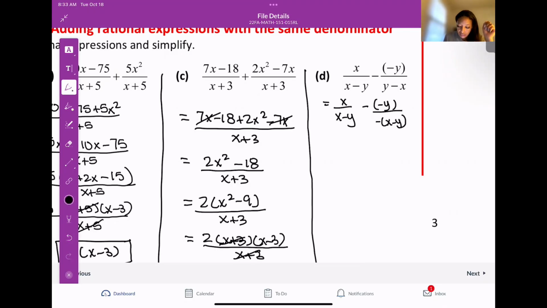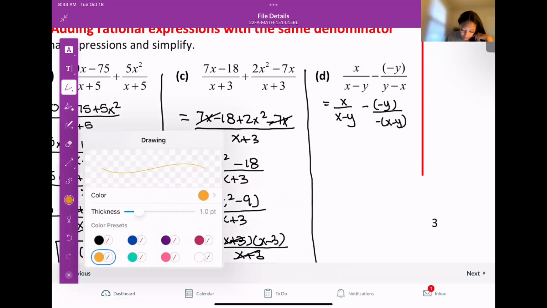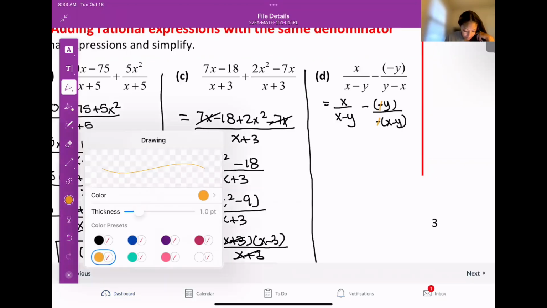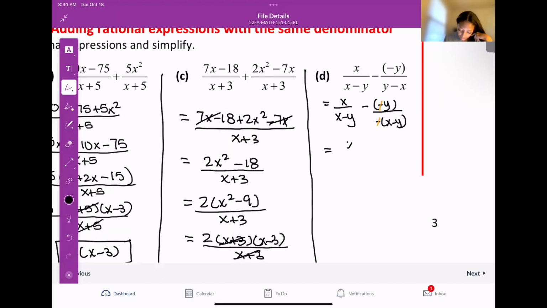All right. Then we see we have a lot of negatives going on there. I am going to cancel out the negative with the y with the negative in the denominator. And then this expression just simplifies to x over x minus y plus y over x minus y. All right, now that our denominators are the same, this is just x plus y over x minus y. Oh, would you look at that? Which equals 1.